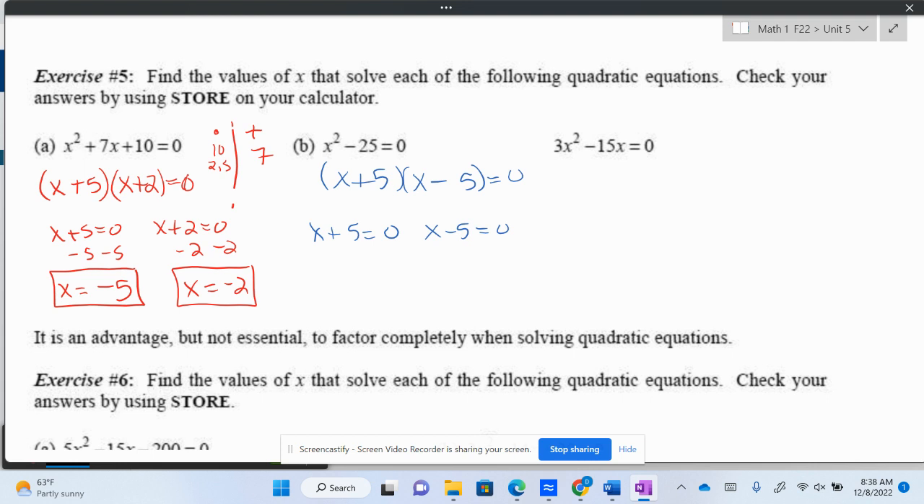So if x plus 5 equals 0, what does x equal? Negative 5. And if x minus 5 equals 0, what does x equal? Positive 5. I determined that by subtracting 5 from both sides. This is just a one-step equation, right?